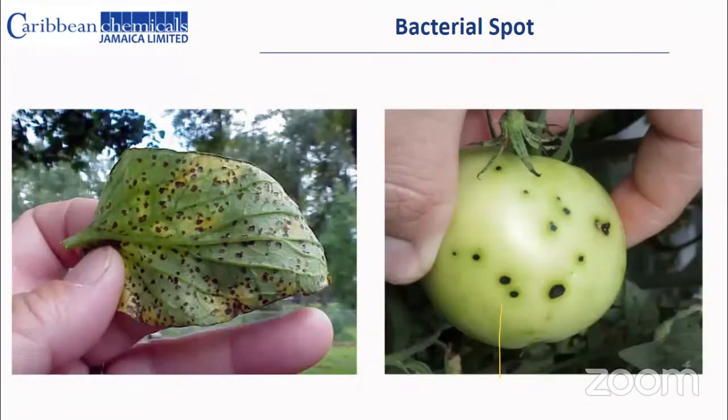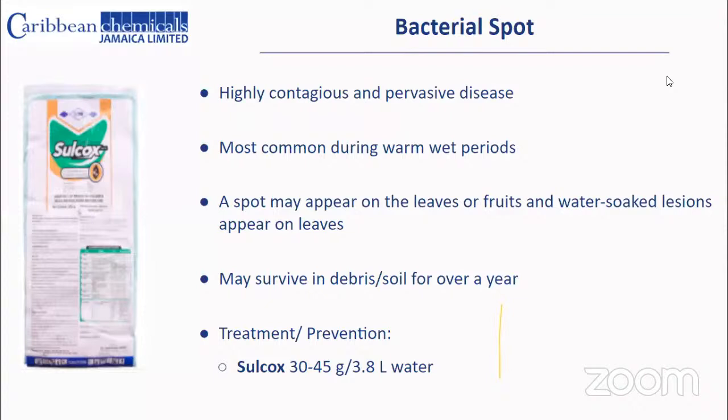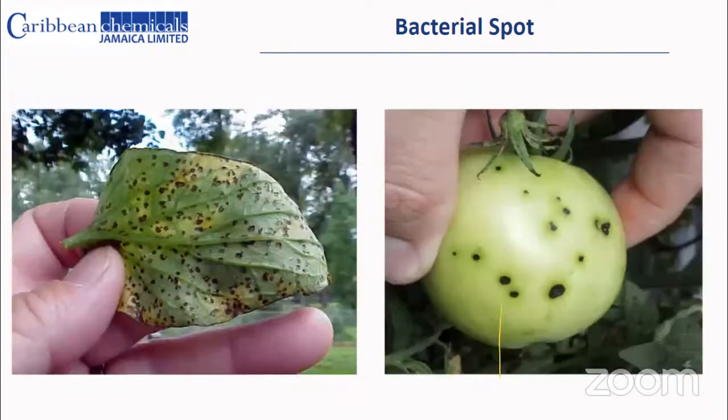Bacterial speck. Very highly contagious disease. It's very common. It's being a soil disease, warm weather periods. So if you look on the leaves, oftentimes, and on the fruits, you'll see some small water-soaked lesions, nothing like in the fungal disease now. These spots are much smaller and they tend to be sunken. So when you run your hand over the fruit, you can actually feel that sunken area.